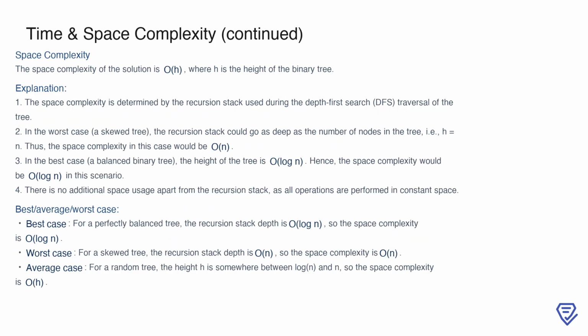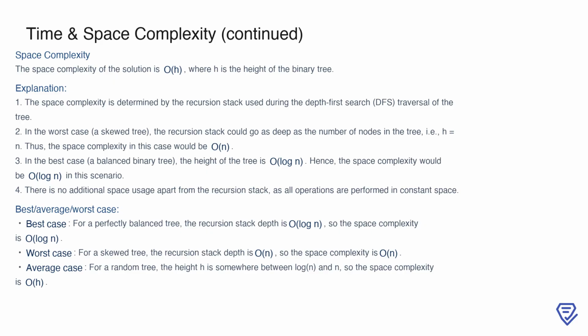The space complexity of the solution is O(h), where h is the height of the binary tree. This is primarily determined by the recursion stack used during the depth-first search traversal. In the worst-case scenario, such as a completely skewed tree, the recursion stack could reach a depth equal to the total number of nodes, making the space complexity O(n). However, in the best-case scenario of a perfectly balanced binary tree, the height of the tree is O(log n), leading to a space complexity of O(log n).